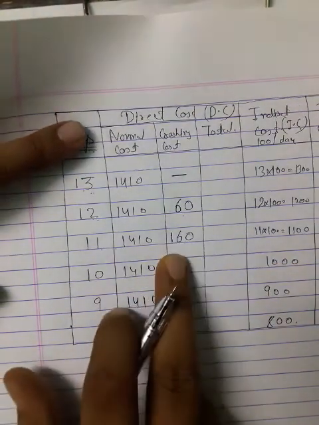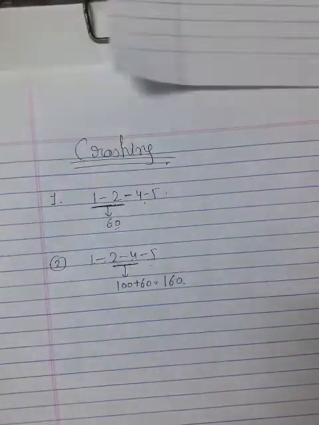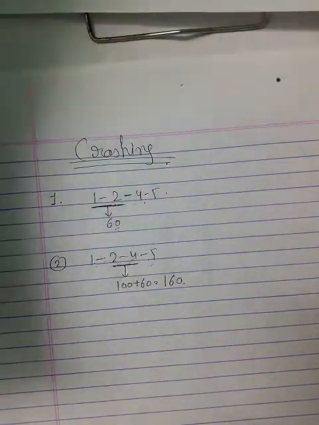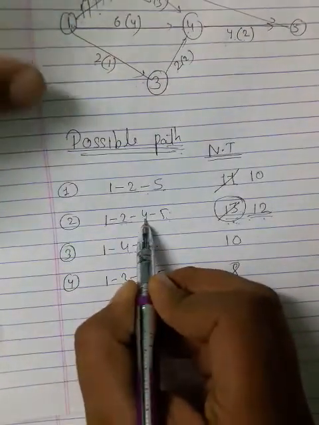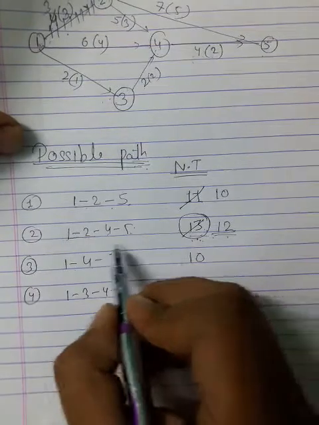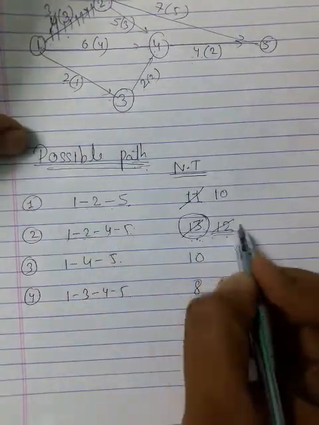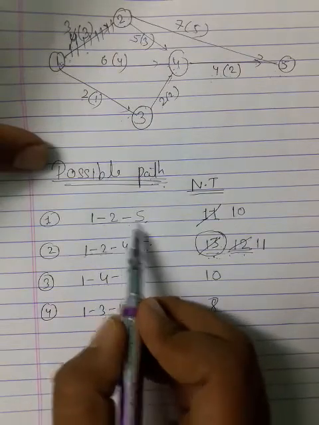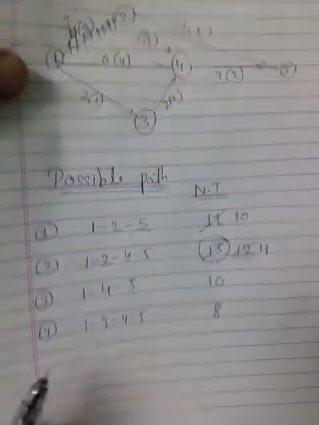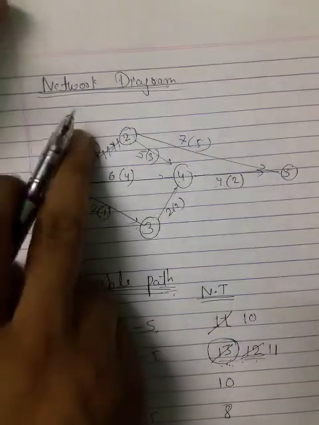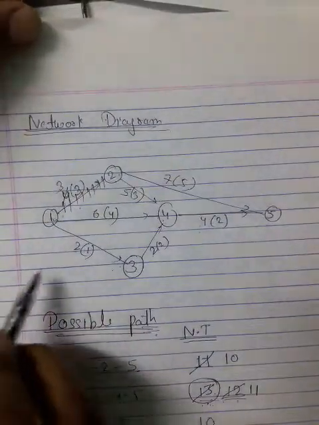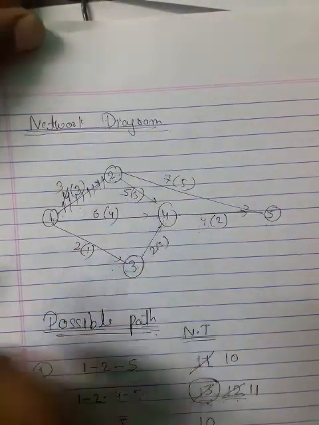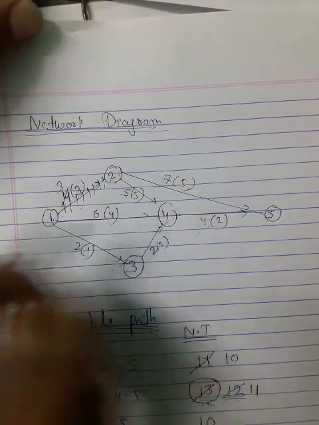As you complete here, you go to the possible path step. This is my possible path. Now I have to crash the 2 to 4 activity. This is my 2 to 4 activity, I have to crash here, and it will become the 11th day, and further there is no 2 to 4. Now again I have to move to the network diagram and crash the activity 2 to 4.